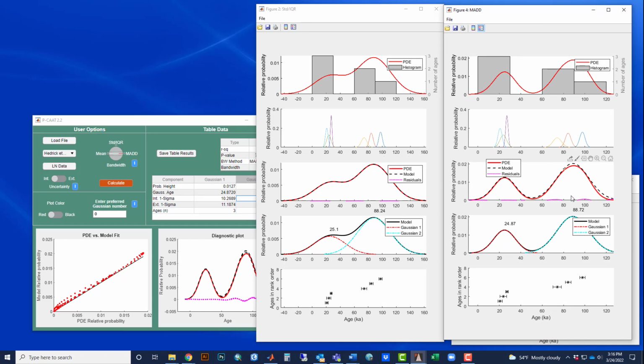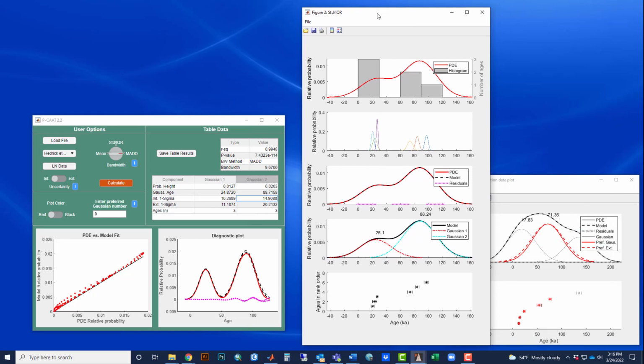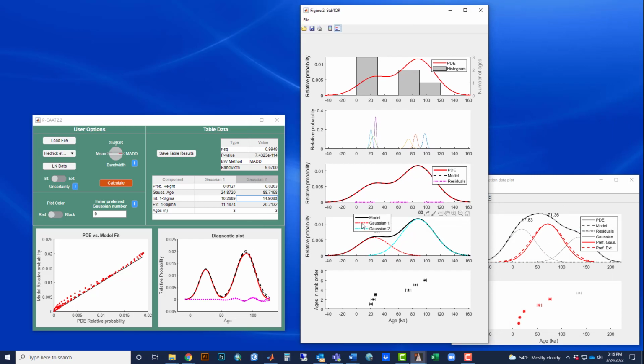So based off of that, because we have two very good options here, I would eliminate this one. So then our best model is given by the standard deviation interquartile range bandwidth estimator method. And again, this being an older landform, this is not anywhere near global last glacial maximum ages, like under 30,000. We have this nice old cluster out here. I'd say that this Gaussian, component Gaussian 2, would best represent the age of this landform. So I'm going to put a 2.